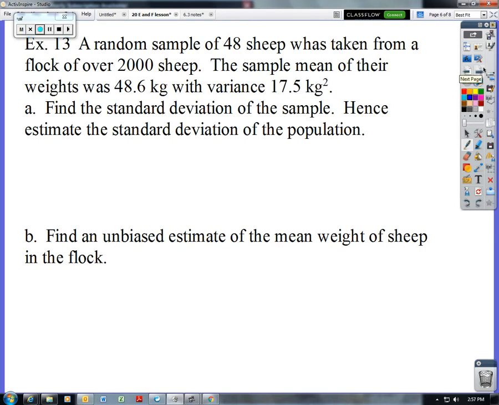Great, here's example 13. Oh, excuse me. Sorry, I had to cough.